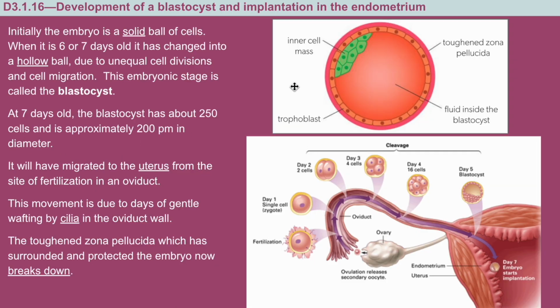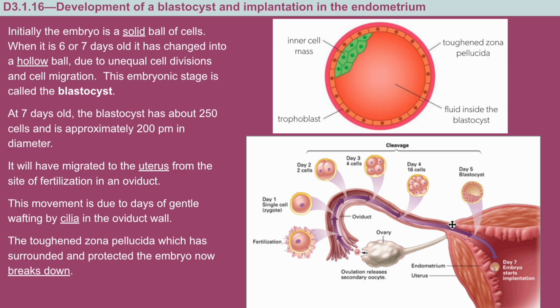Okay, so while initially that embryo was a solid ball of cells, at 6 or 7 days old, it has changed to a hollow ball called a blastocyst. Okay, it's got an inner cell mass, which is going to become the new human. Here's the toughened zona pellucida, thanks to that cortical reaction. Okay, there's just some fluid inside the blastocyst. Okay, now it's moving down the oviduct.